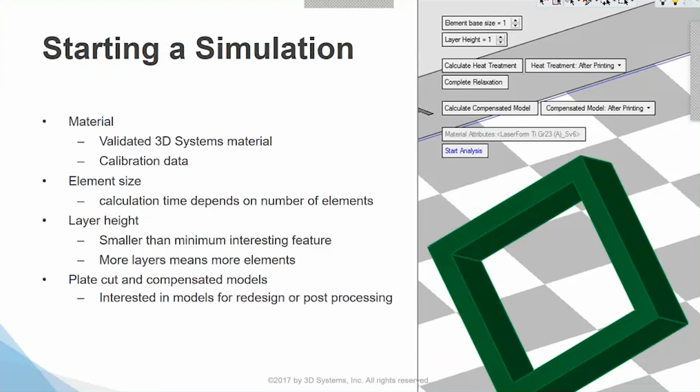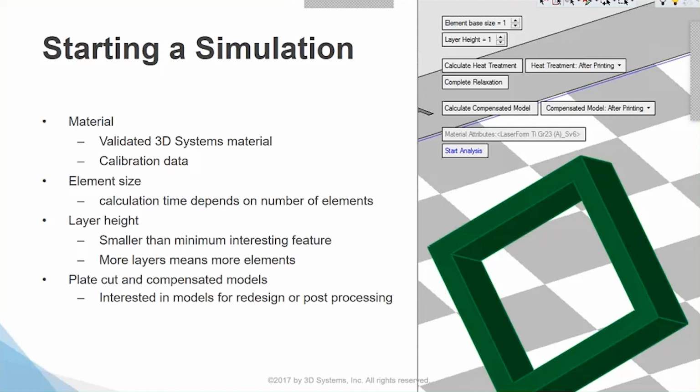So we're going to take a quick look at what we're going to see as we jump into the software here, just so we all know our way around. So the first thing is materials. I touched on that briefly in the last slide, where you do run a physical calibration. We have some validated 3D Systems materials in 3DXpert, so those are powders that we sell for use in our machines, and we have those materials preloaded.